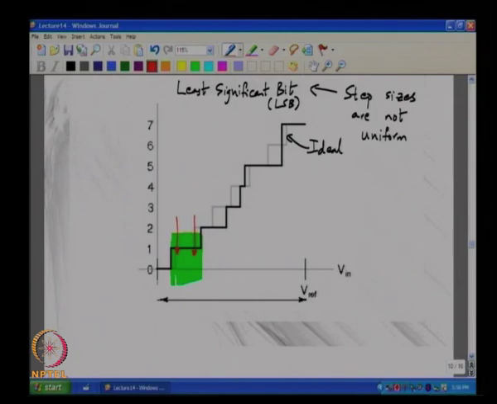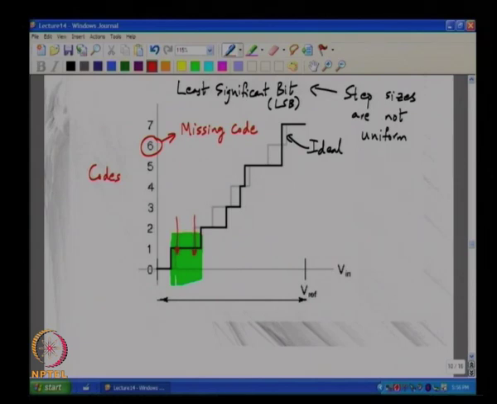What about code 3 and code 4? Code 3 is definitely smaller and code 4 is very definitely smaller than the ideal step size. Code 5 is much wider. What about code 6? Code 6 does not occur at all. So, code 6 is what you call a missing code. Understand?